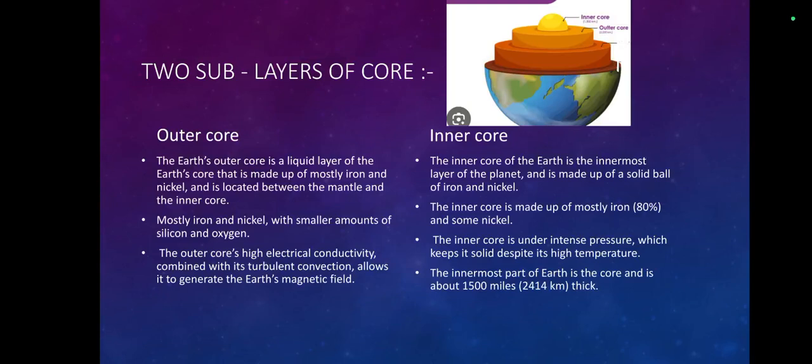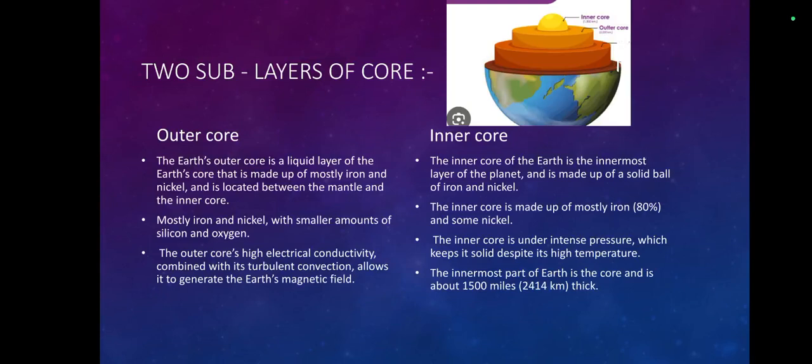Inner core. Second sublayer of core is inner core. Inner core extends from around 5150 km to the depth of around 6371 km, that is the Earth's center. It is the core of the Earth which is in a solid state. The density of this sphere is around 13.3 gram per cubic centimeter. Iron and nickel are the major elements found here.